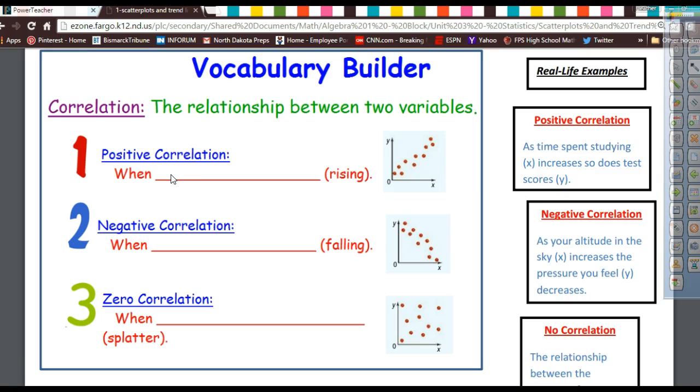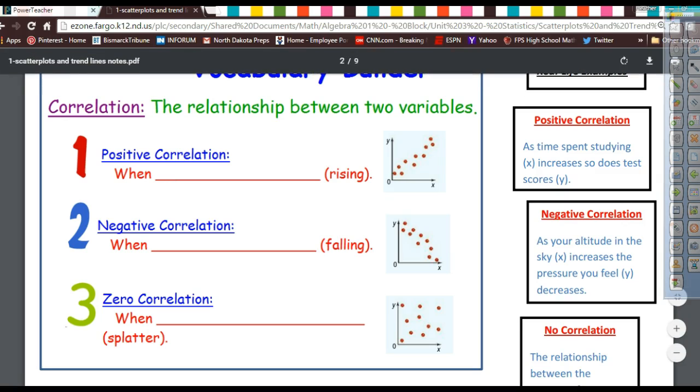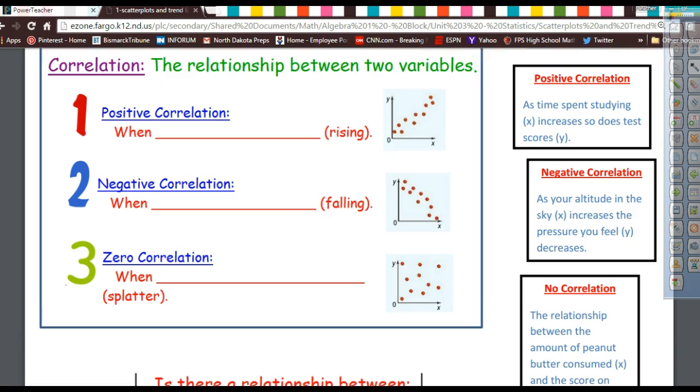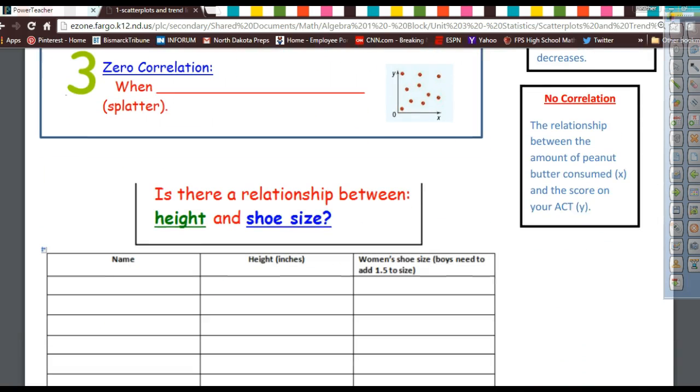Okay, and zero correlation is just when they're scattered all over the place. There's probably no correlation between the amount of peanut butter consumed and the score on your ACT. I know. Weird, huh?